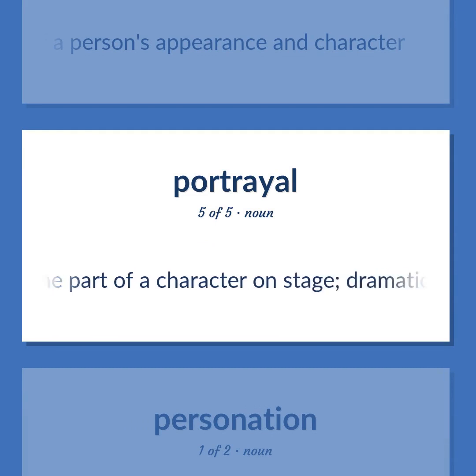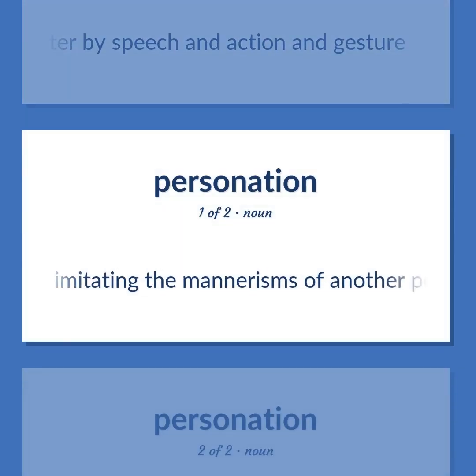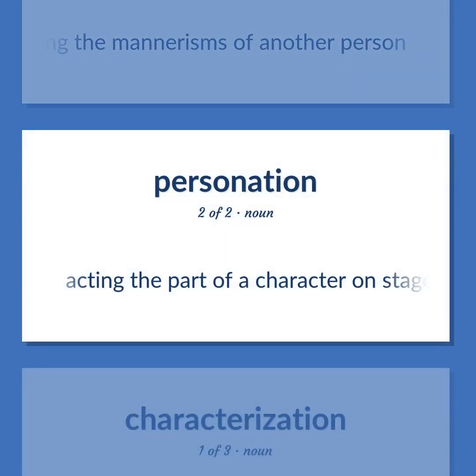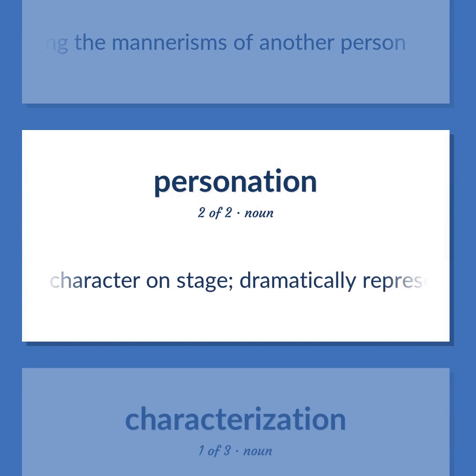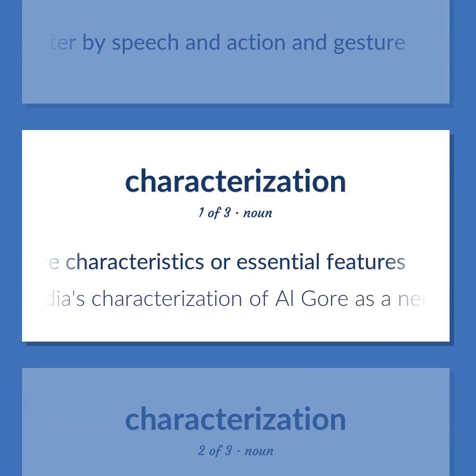Acting the part of a character on stage, dramatically representing the character by speech and action and gesture. Imitating the mannerisms of another person. The act of describing distinctive characteristics or essential features. The media's characterization of Al Gore as a nerd.